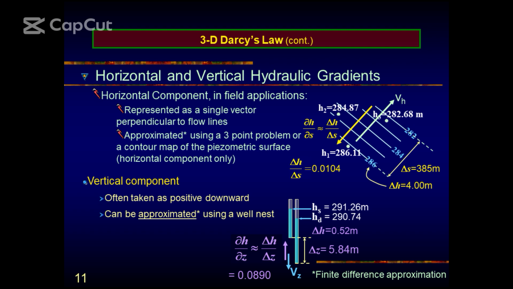Another question. Who do I ask this time around? Or do I ask for a volunteer? What is the pressure in the capillary fringe? Let me ask for a volunteer now. What is the pressure in the capillary fringe?